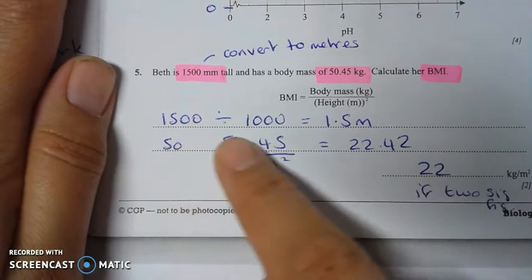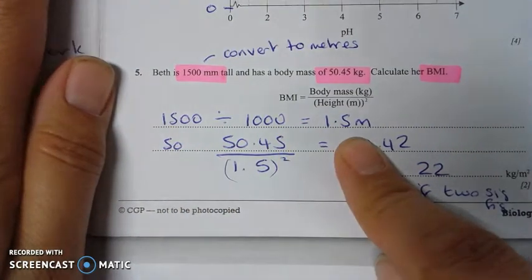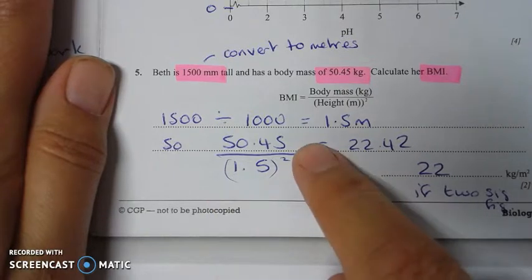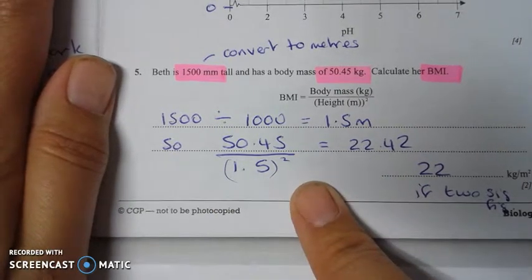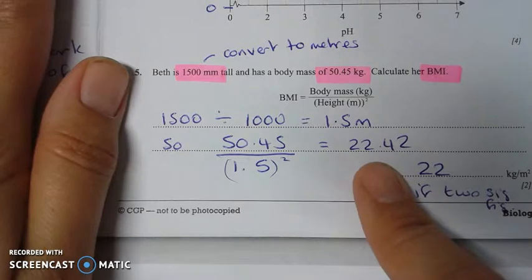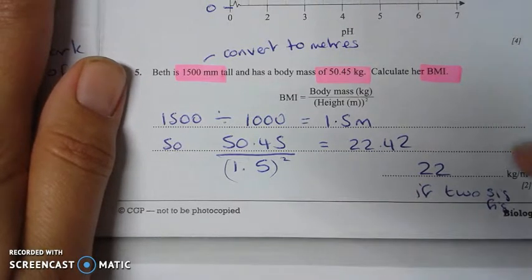So 1500 divided by 1000 is 1.5 metres. So 50.45 divided by 1.5 squared equals 22.42. And if the answer is in two significant figures, change it to 22.